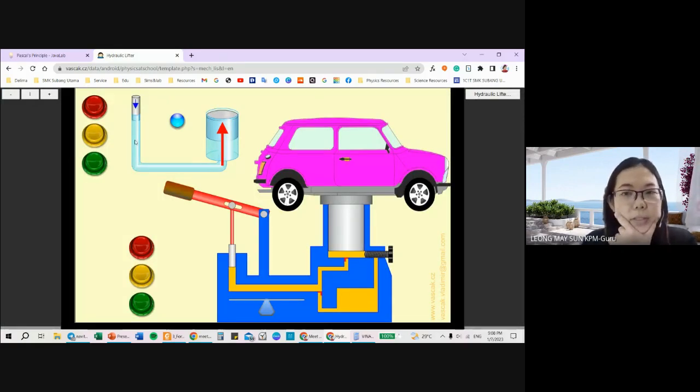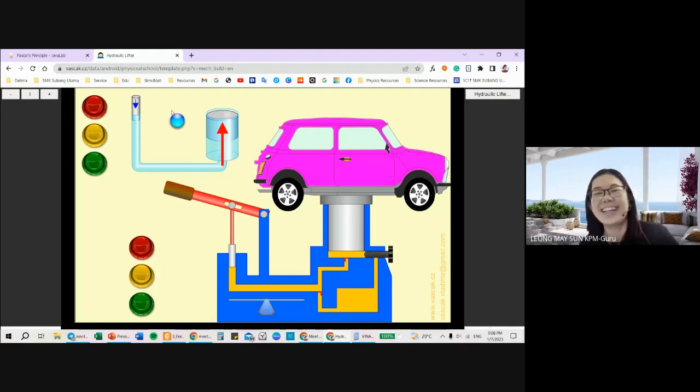Now, this is a simple hydraulic system. Usually we press onto this lever, and do take note of these two parts. When this lever is pressed down, it creates a force on this cross-sectional area, and it presses the hydraulic fluid into the bigger piston.